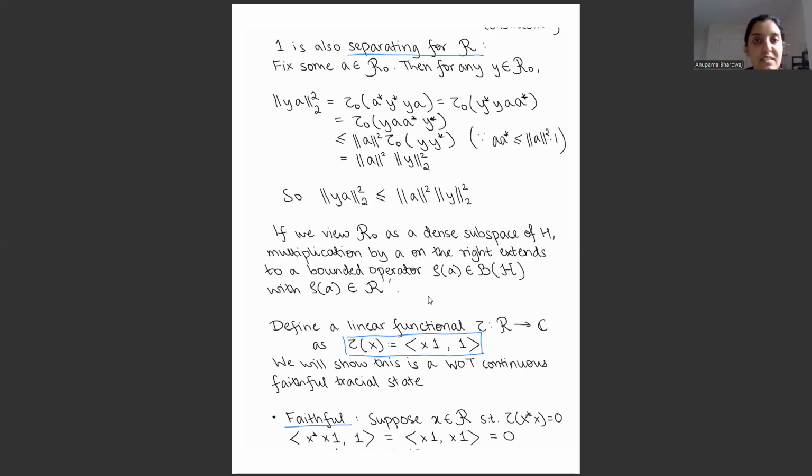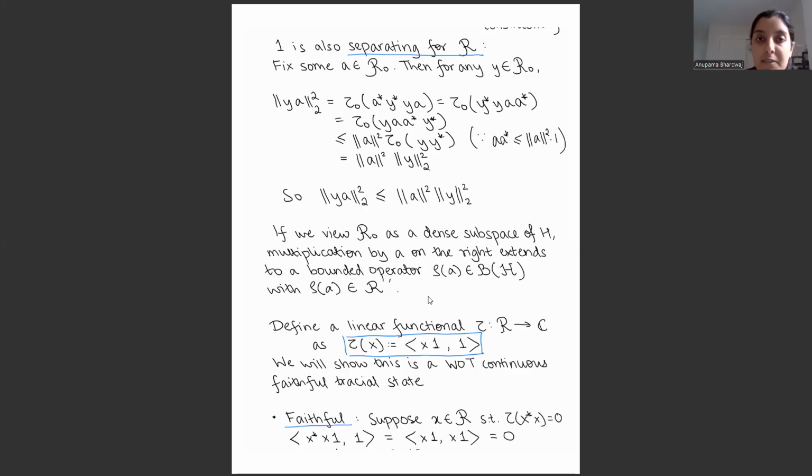Why? So let's fix any vector A in R naught. Then for any Y in R naught, let's consider the L2 norm of YA and then square that. By the definition of the GNS construction, that's equal to tau naught of A star YA, which, because it's tracial, I can move the A star to the back. So that's going to be Y star A star. And then again, I can move the Y star to the back. So that's going to be tau naught of A star Y star, which is less than or equal to the norm of A squared tau naught Y star. The reason for this is, as I've written in parentheses on the side, that A star is less than or equal to norm of A squared times 1.